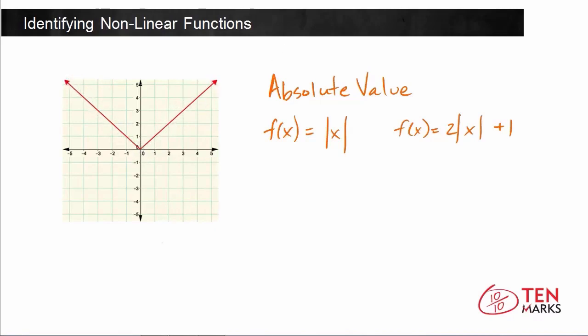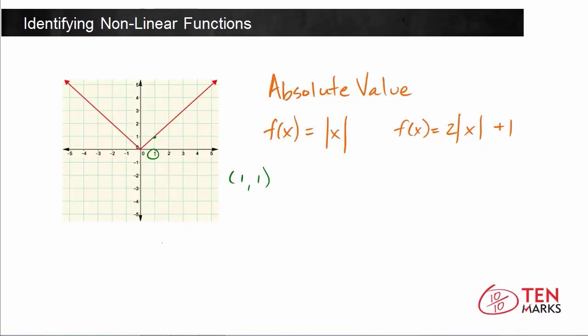Now the reason this happens is because the value of y will always be the same for both x and negative x. So we can highlight this concept. Look at this graph. When x equals 1, y equals 1. We've got the point 1, 1.